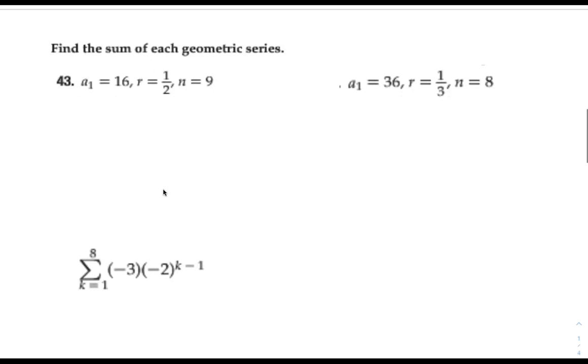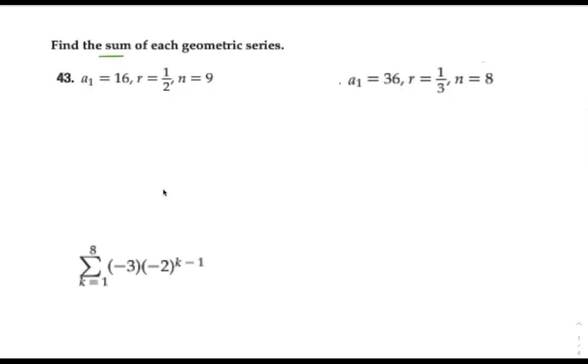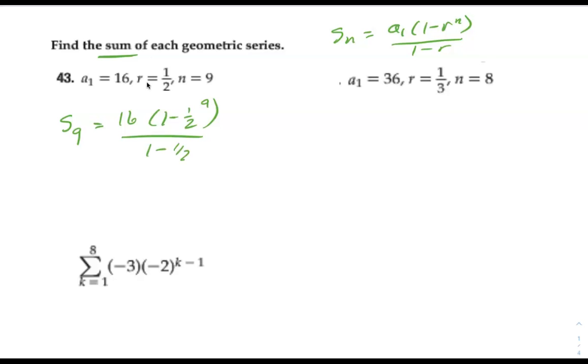Okay, let's move on. Find the sum of each geometric series. Now, sum is a different equation. The sum formula is Sn equals a1 times 1 minus r to the n, all over 1 minus r. So that's the sum formula for a geometric series, different from the arithmetic series. So this first one just wants to see if we can plug it in correctly. So I want the sum of the first 9 terms. So a1 is 16, 1 minus 1/2 to the n power, so 9, all over 1 minus 1/2.